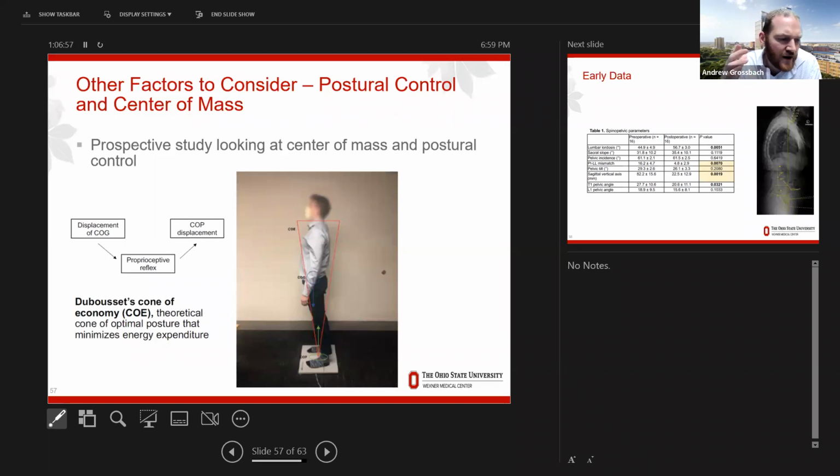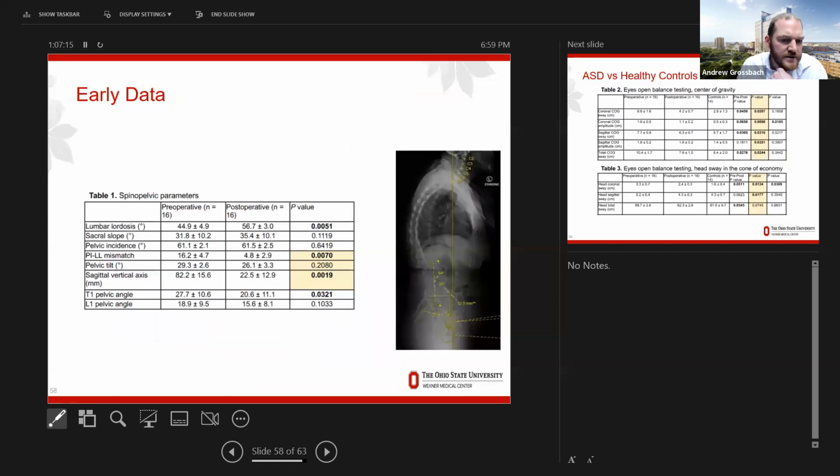So, we all are familiar with Dubousset's cone of economy. We wanted to look at postural control, patients' ability to stand upright, and how much coronal and sagittal sway they have, and if that's going to affect outcomes. So right now we have 16 patients in this trial. Just some of their spinopelvic parameters, looking at PI-LL mismatch, we took them from 16 to about 5. Pelvic tilt we're less good at. SVA took them from 8 to about 2.